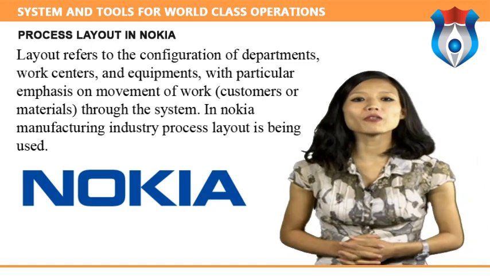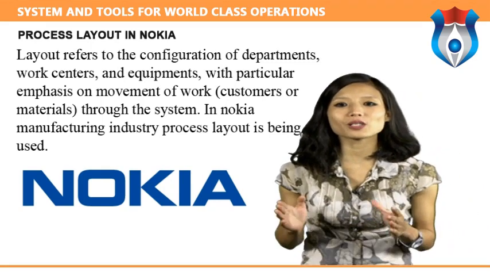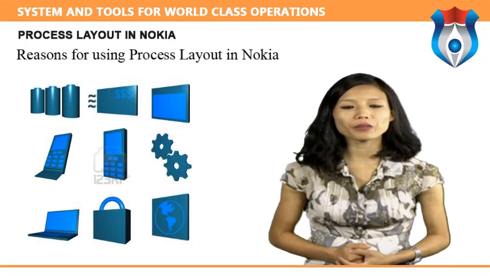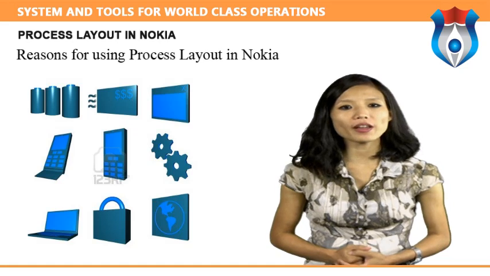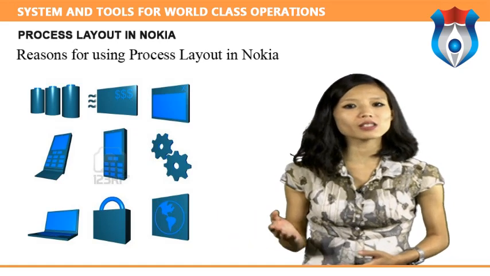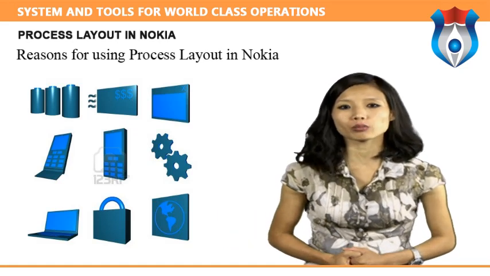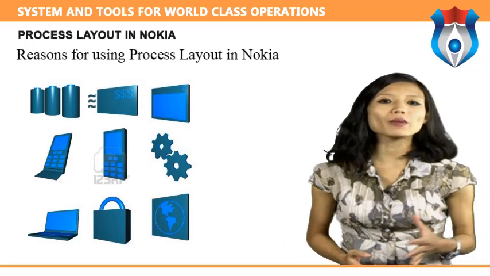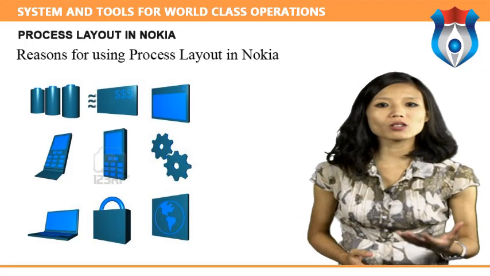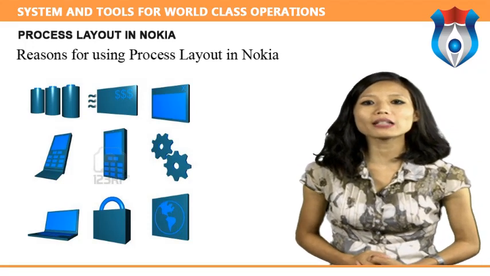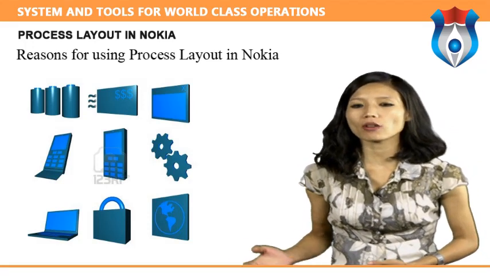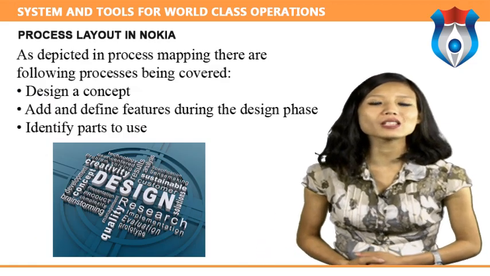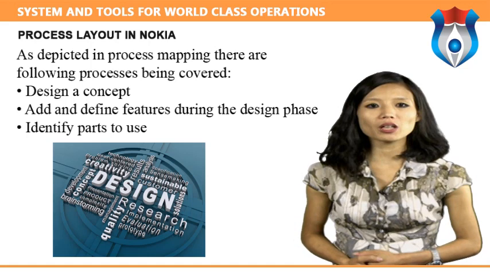In Nokia's manufacturing industry, process layout is being used. Reason for using process layout in Nokia. In process layout, work is divided into different processes. This layout is efficient, and it has the ability to change product designs easily. Nokia belongs to the mobile industry, where changes in attributes and functions of mobile phones keep happening, either due to change of technology or taste of people. As depicted in the process mapping, the following processes are covered.